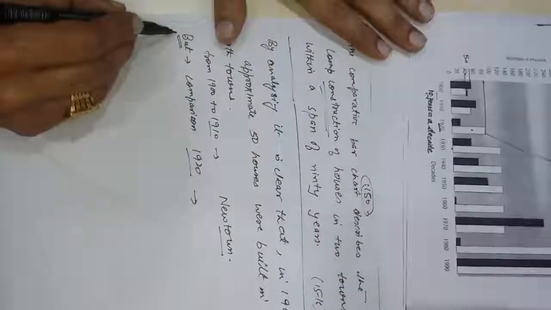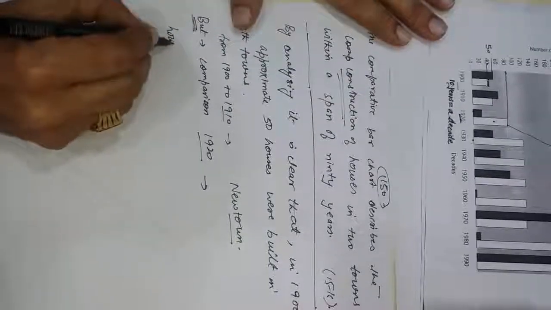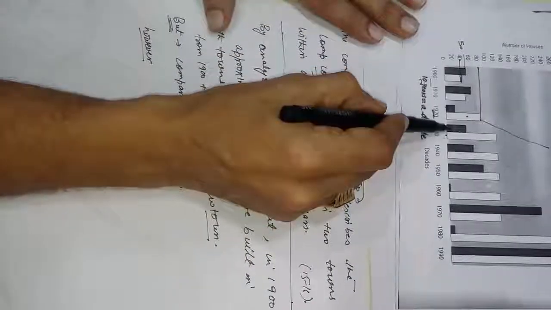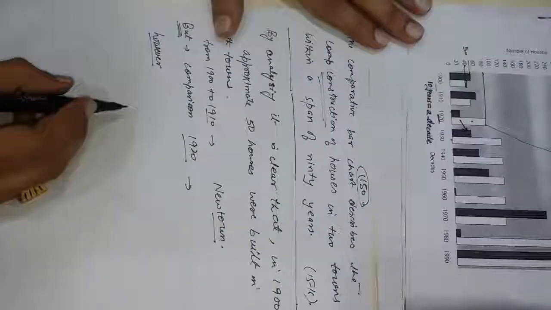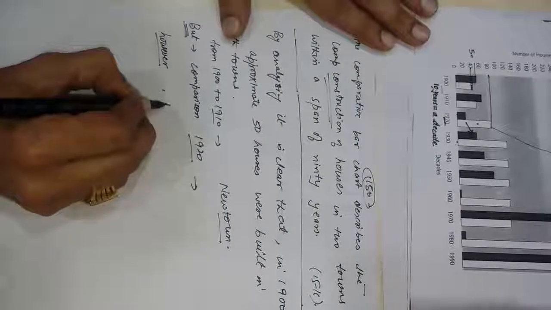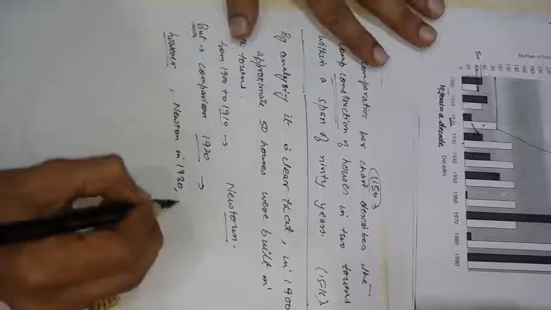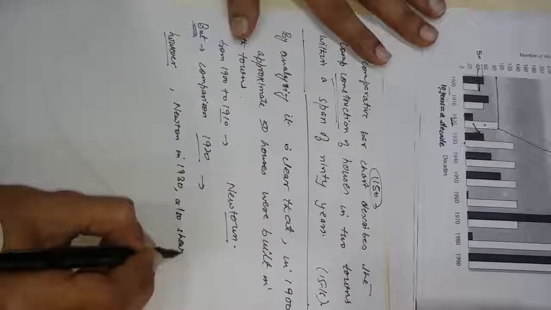The trend continued, but I have used the word "but", so I have to change it to "however" or any other word we can say, right? The number of houses built in Newtown also showed a rise. Fine. The number of houses built in Newtown, in 1930, right, also showed a rise. So we can say this one also.